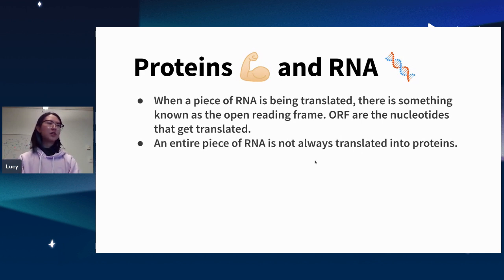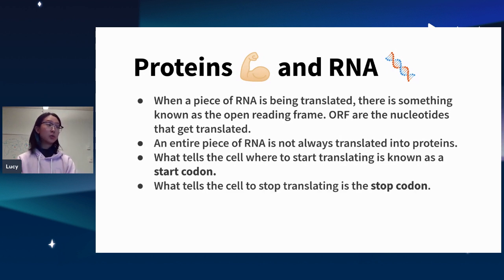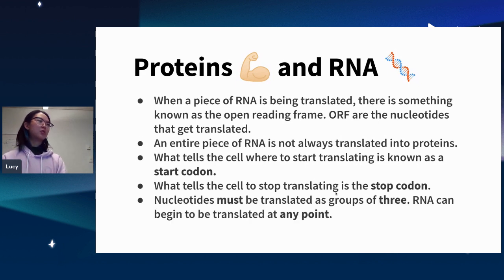So an entire piece of RNA is not always translated into proteins. What tells the cell to start translating is known as the start codon, and the start codon is just 3 nucleotides. What tells the cell to stop translating is the stop codon. Nucleotides must be translated as groups of 3, and RNA can begin to be translated at any point.